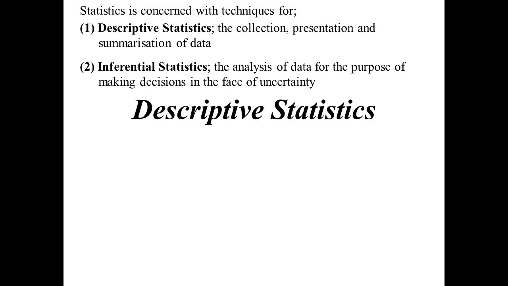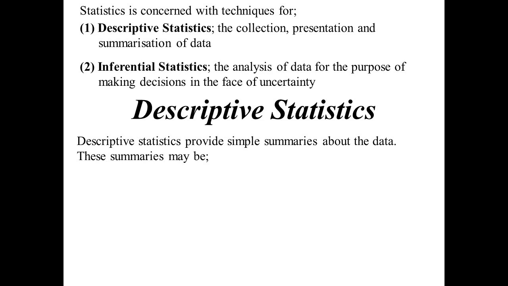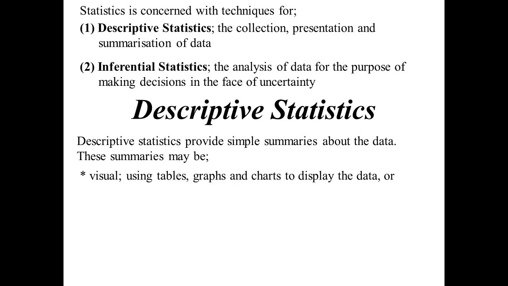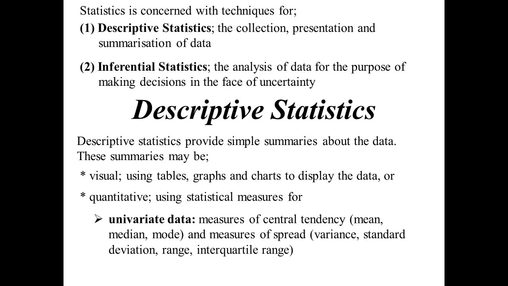So let's look at descriptive stats. Right? So summaries about the data. So it could be a visual summary, simply with a graph, a table, something like that. Or it might be quantitative, where we use numbers. And we've seen that in univariate data, so one variable, we've seen measures of central tendency, mean, median and mode, and measures of spread, variance, standard deviation, range, interquartile range, all those sorts of things.